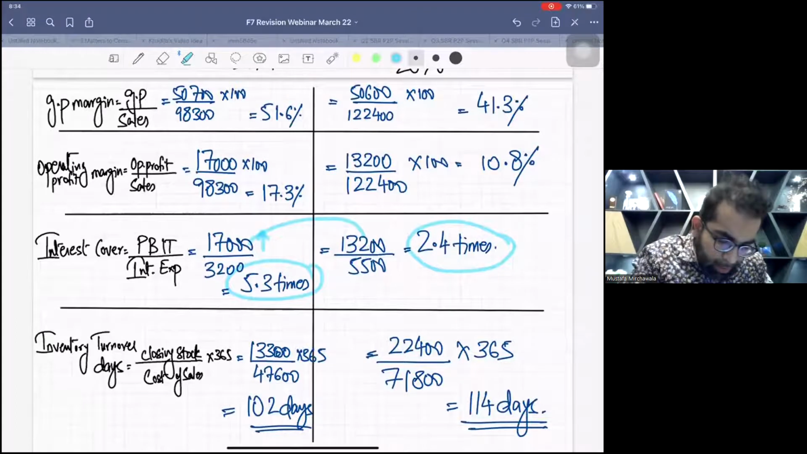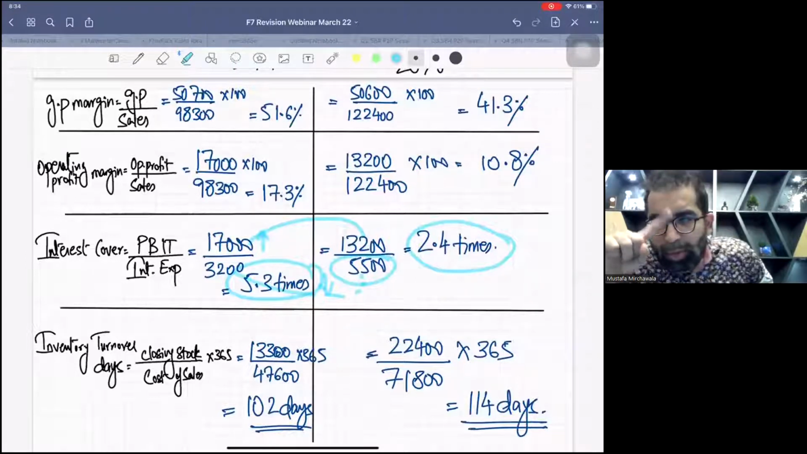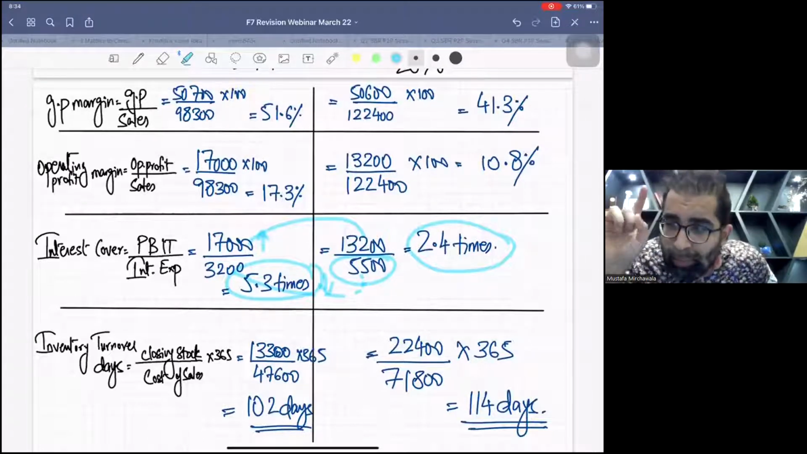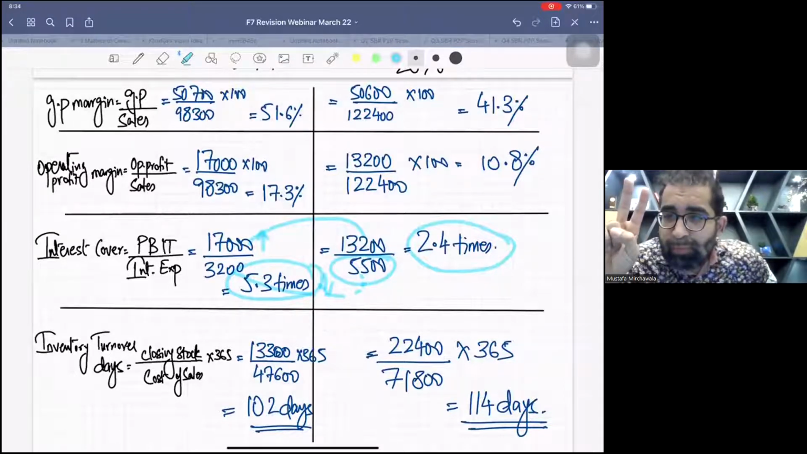And your denominator, the interest cost, is going down. So your numerator is going up, which is good for any number, and the denominator is going down, which is also good for the final answer. So your profitability is going up and the finance cost is going down. That's why your interest paying ability is improving.